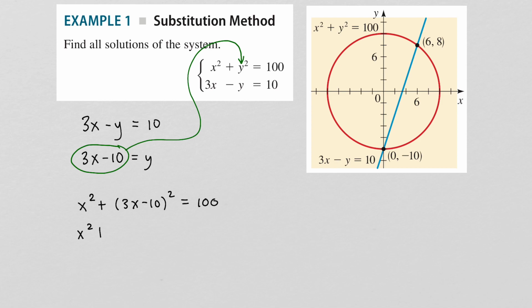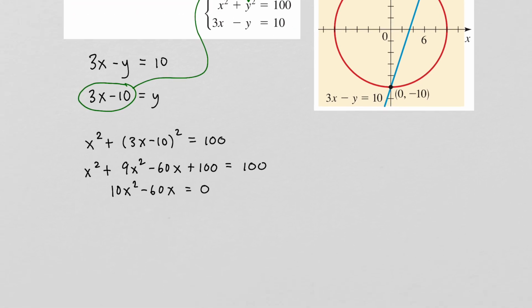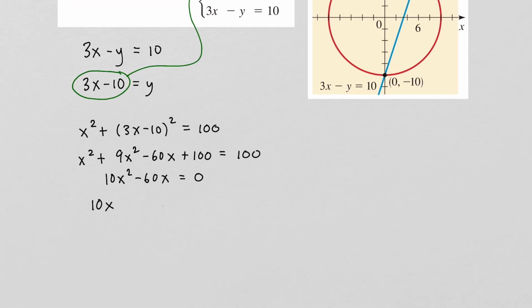Then we're just going to multiply this out. So 3x minus 10, when you square it, you get 9x squared minus 60x plus 100. And this is still equal to 100. And now to solve it, let's combine like terms. We have 10x squared minus 60x. And then if we subtract 100 from both sides, we get 0. Next, I can factor out 10x, which will leave us with x minus 6. And we can see now that the two solutions here are x equals 0 and x equals 6.